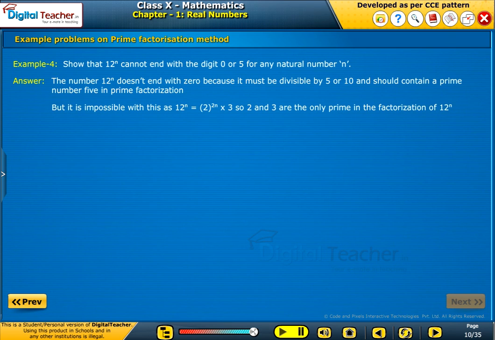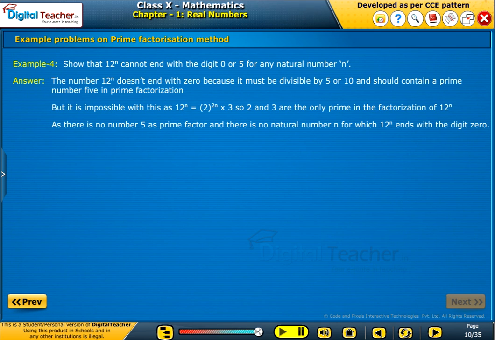But it isn't possible with this, as 12 power n is equal to 2 to the power of 2n into 3. So 2 and 3 are the only primes in the factorization of 12 power n. As there is no number 5 as a prime factor, there is no natural number n for which 12 power n ends with the digit 0.